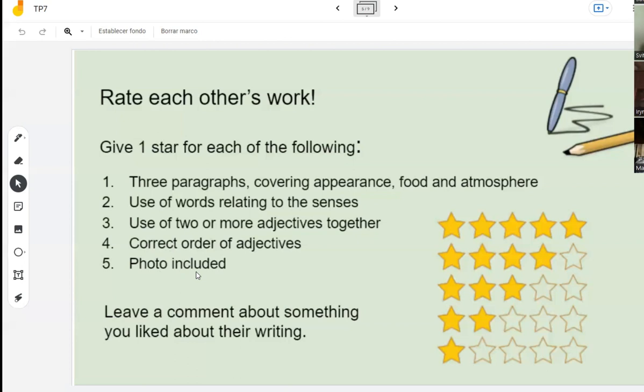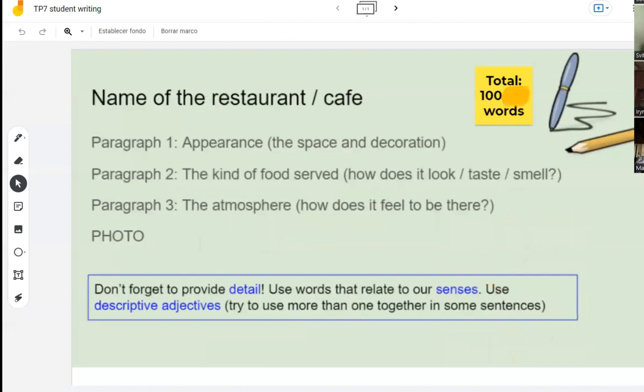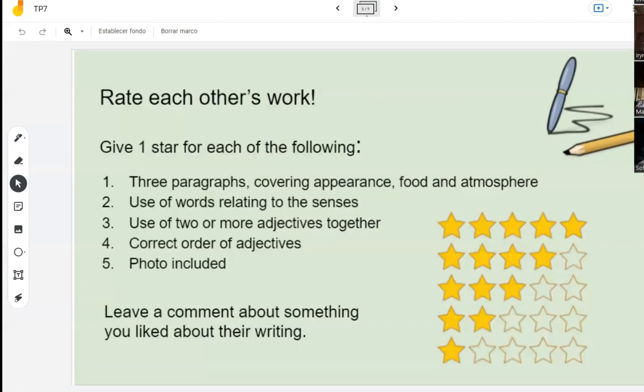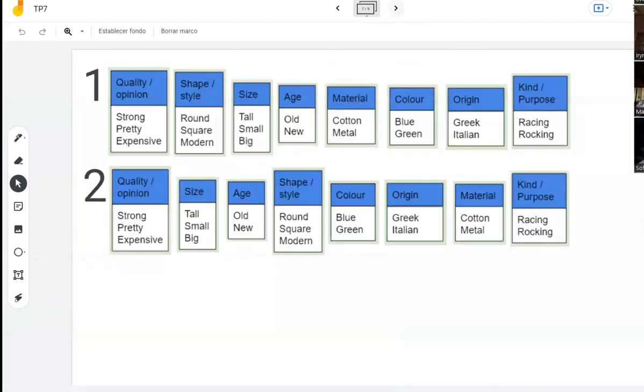Sophia, you have a question? Yes, could you please send us the order of adjectives, because I'm not sure that I remember it correctly. Okay, let me see. If you want, you can take a picture. Which one was the correct one, number 1 or 2? Do you remember? Second one. Yes, number 2 was the correct one, right?